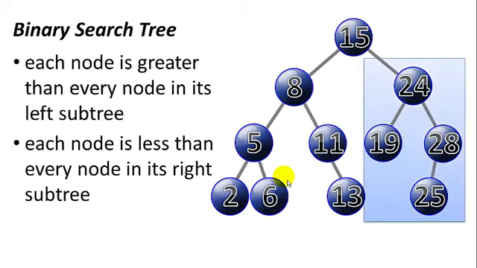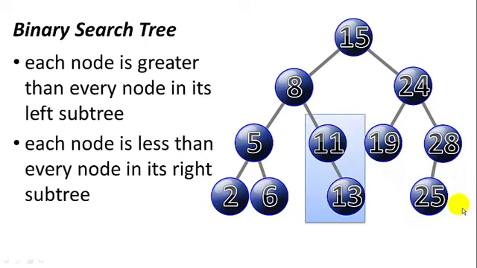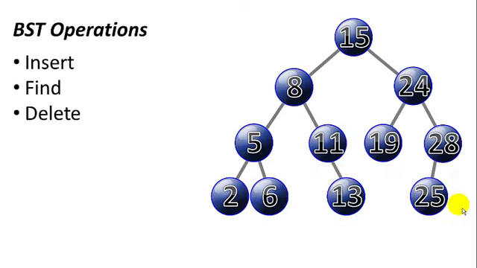And each node is less than every node in its right subtree. So here we can see that node 15 is less than all the members of its right subtree. 24 is less than the members of its right subtree. 8 is less than the members of its right subtree, and so on. These two characteristics make a binary search tree. Binary search tree operations: we have insert, find, and delete.